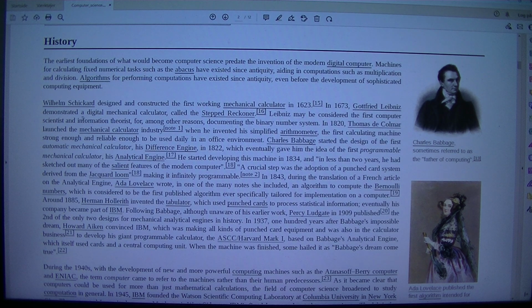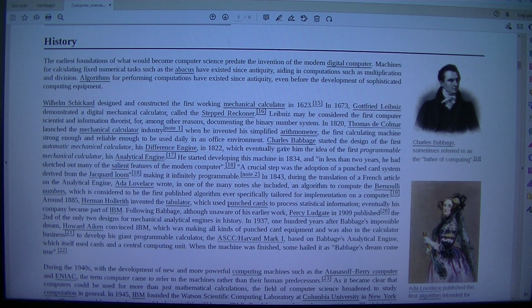Wilhelm Schickard designed and constructed the first working mechanical calculator in 1623. In 1673, Gottfried Leibniz demonstrated a digital mechanical calculator, called the stepped reckoner. Leibniz may be considered the first computer scientist and information theorist, for, among other reasons, documenting the binary number system. In 1820, Thomas de Colmar launched the mechanical calculator industry, when he invented his simplified arithmometer, the first calculating machine strong enough and reliable enough to be used daily in an office environment.